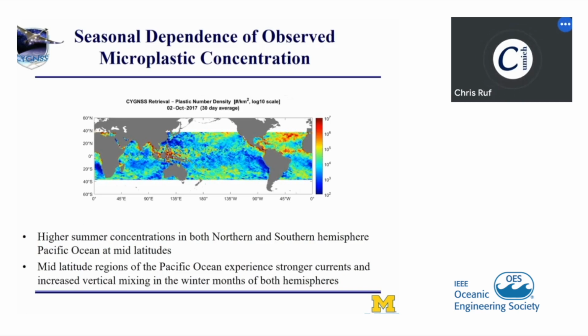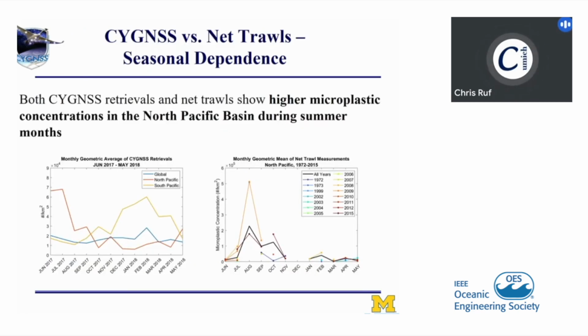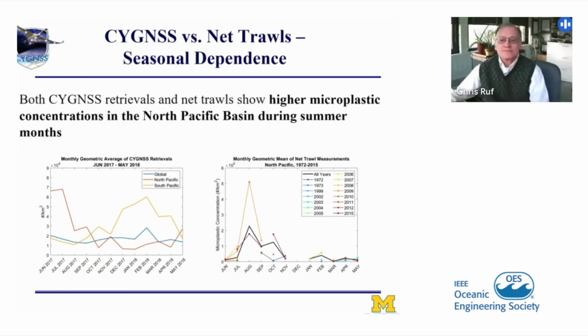And to see if this is corroborated by ground truth measurements, what we did was we took the net trawl measurements, and that's on the right here. And we divided them up by month, what month the measurement was actually made, over these several decades. And this is just for the North Pacific, so it's all Northern Hemisphere seasons. And we see that there's much higher concentrations in the summer with the net trawl data and lower concentrations in the winter. So that shows the seasonal signal.